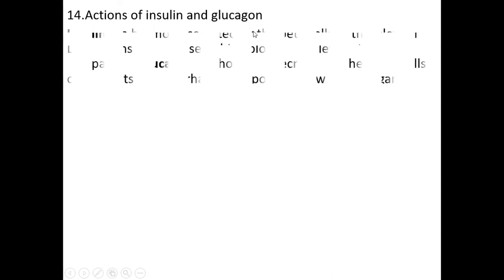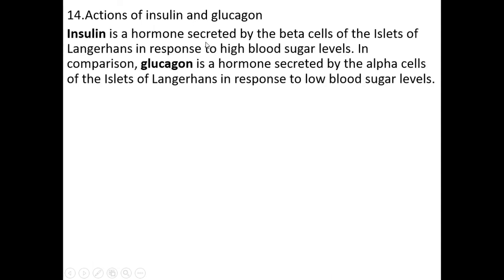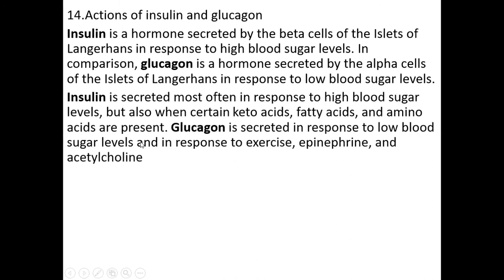Actions of insulin and glucagon. Insulin is a hormone secreted by beta cells of islets of Langerhans in response to high blood sugar level. In comparison, glucagon is a hormone secreted by alpha cells of islets of Langerhans in response to low blood glucose level. Insulin is secreted most often in response to high blood sugar, but also when certain keto acids, fatty acids, and amino acids are present. Glucagon is secreted in response to low blood sugar, exercise, epinephrine, and acetylcholine.